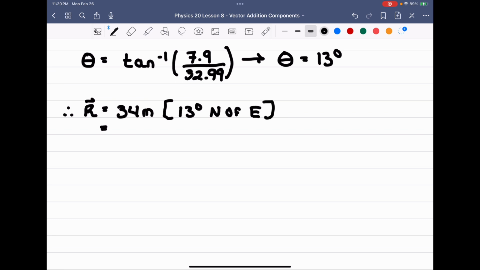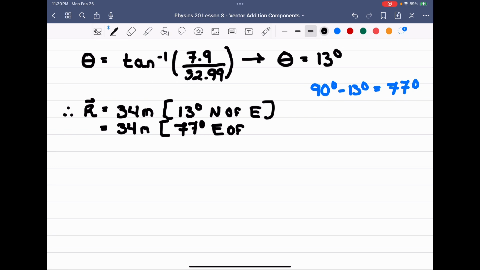Another possible answer could be that we get 34 meters, and then we want to do the complement angle. To do the complement angle, remember, we're going to take this and say, hey, it's going to be 90 minus 13. And so if I do that off to the side here, 90 minus 13 degrees, this is going to give me an answer of 77 degrees as the complement angle. So I'm going to put in 77 degrees east of north because the complement is just the alternative angle that is in this quadrant 1.